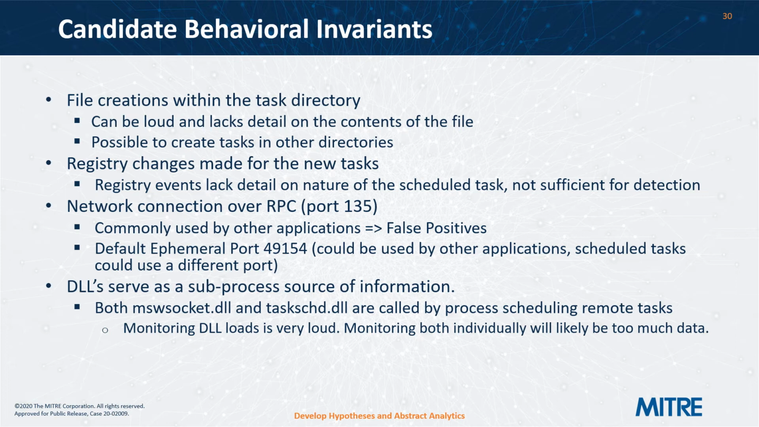A third candidate we found, although we didn't explore it in these slides so far, is that remote task scheduling uses the endpoint mapper port followed by an ephemeral port associated with task scheduling on the remote machine. Analyzing network traffic could help us detect this activity.